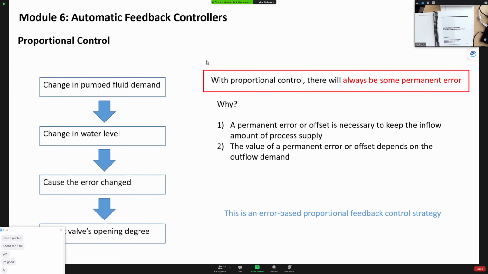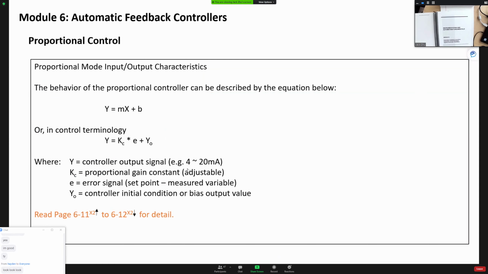So you better remember this, or you better take a note or write something down about this. With proportional control, there will always be some permanent error. Don't need to worry about this part. Here they try to use a mathematical equation to explain what's going on.